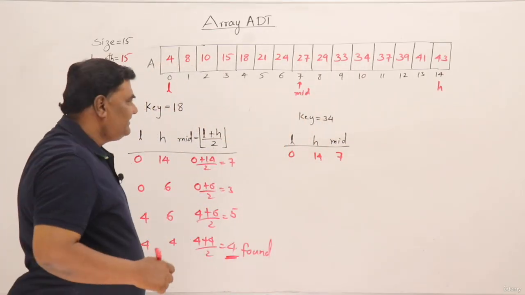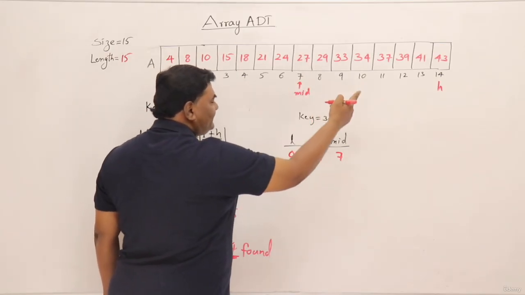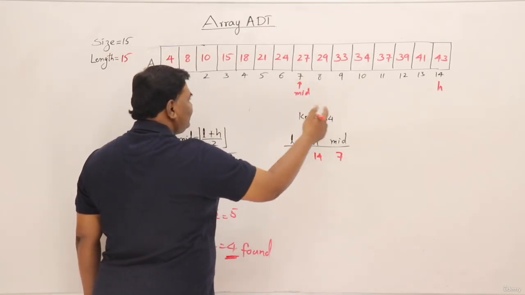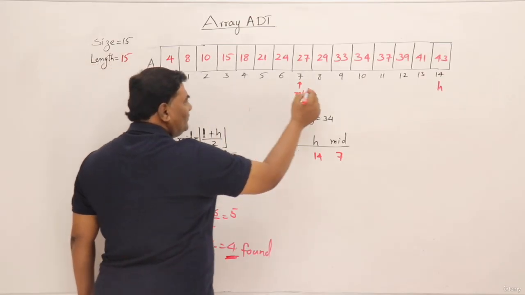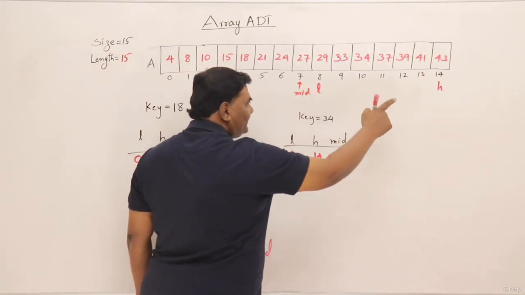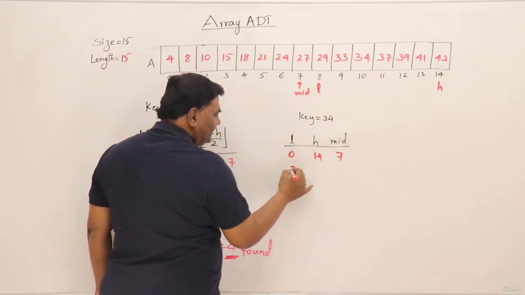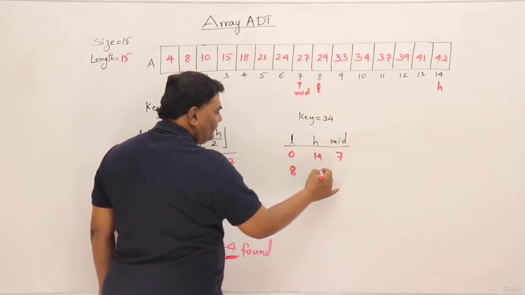Anyway, let us check what is the number there. Is it the key 34? No. Key is greater than this one. So key is on the right hand side. So change low to mid plus 1, that is 8. Now this is the list in which we have to search. So low will change to 8 and high will remain 14.